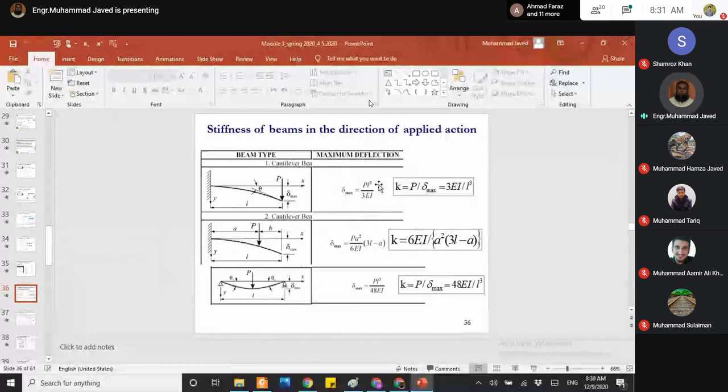Here the stiffness of some commonly used structural members are given and you have to memorize these equations.